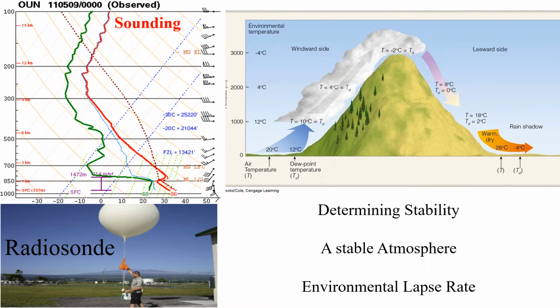To figure out the air stability, we need to measure the temperature of both the rising air and its environment at various different levels above the earth. Suppose that we release a balloon-borne instrument that we usually call a radiosonde, exactly as in the picture. As the balloon carries the radiosonde upward, the radiosonde sends back temperature data, as you see in the graph. This graph is a vertical profile of temperature, and we call it a sounding.